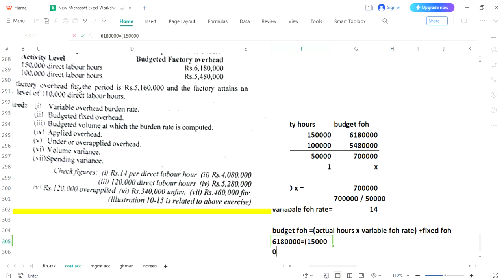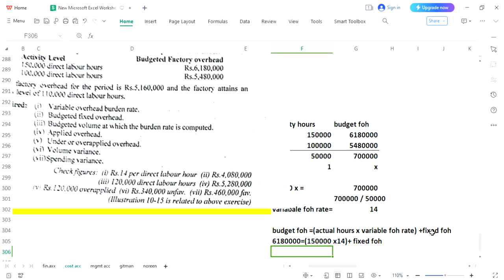Please keep it in mind, to calculate your budget FH, to calculate your fixed FH, you will always be using your old hours. These two old hours were given in the question. 150,000, and then you will multiply it with variable FH rate, and here you have calculated variable FH rate as 14. So you multiply it with 14, and then you will be adding fixed FH, which is still unknown, and we are writing this whole formula to calculate our fixed FH. Alright, next mathematically we will solve it.